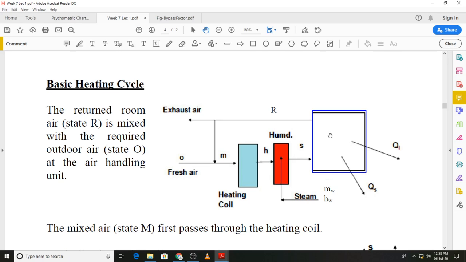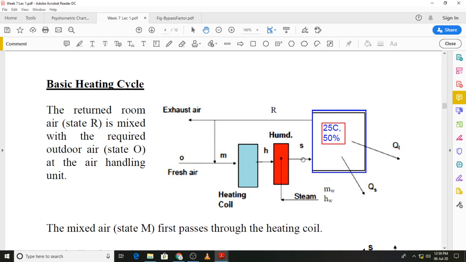The state inside the space is represented by the letter R. So R represents the state of the air in the conditioned space. The S shows the state of the supply air. Let's say, if I just put in a figure, the temperature we want is 25 degrees C, and the relative humidity we want is 50%. That is state R.